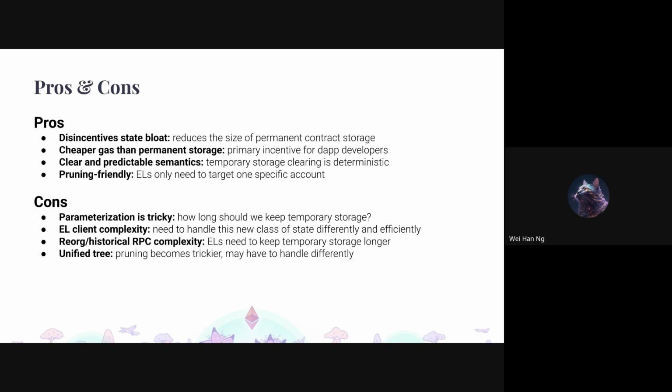And then definitely the incentive to use this over the permanent storage is that this storage would have a cheaper gas model, because if it's the same, then nobody wants to use it. And in general, it's pretty clear and predictable, because we are expiring or deleting the temporary storage for all of the contracts every n blocks, and it's not on a per address basis. I think on the implementation level it's quite pruning friendly, because ELs only have to target one specific account, and not all of the accounts.